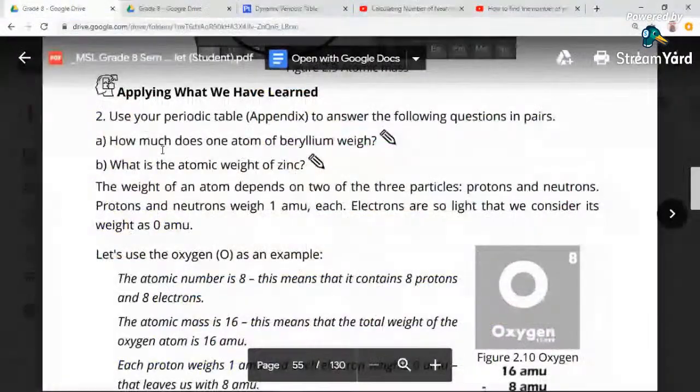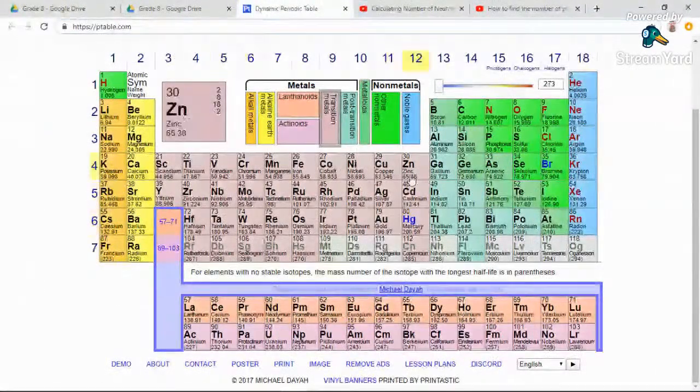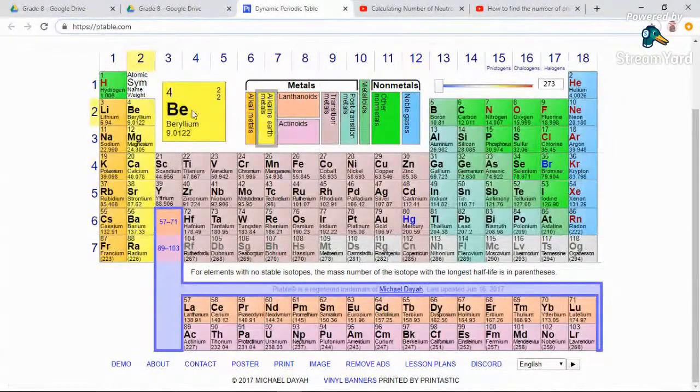What is the atomic weight of zinc? Let's find zinc. Zinc, Zn. I have a 30 and I have a 65.38. Remember that it's going to always show here, okay? Even if I'm on this side, look under the 3, 4, and 5 to make it when it's big. So what is the weight of zinc?